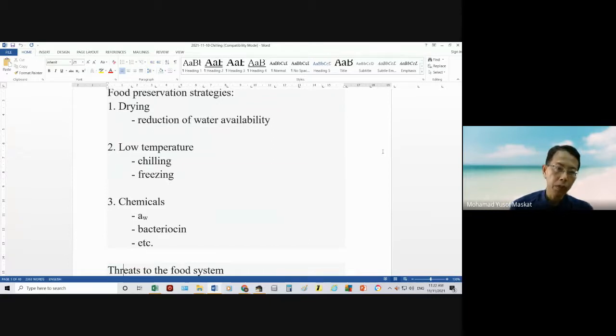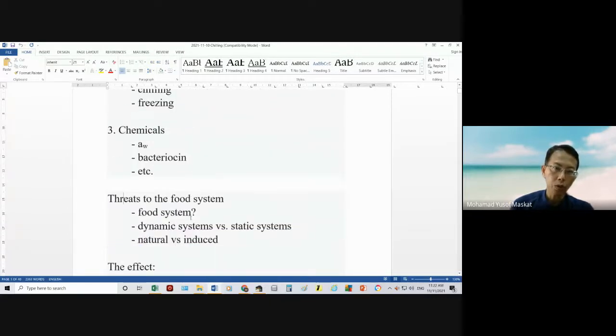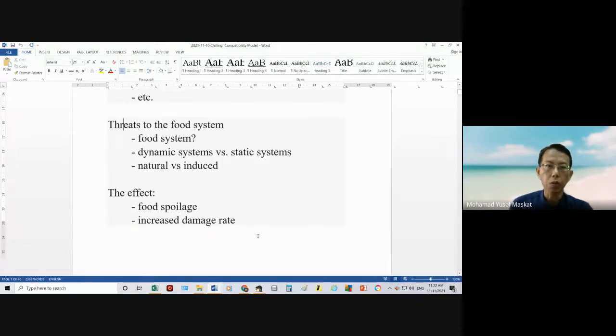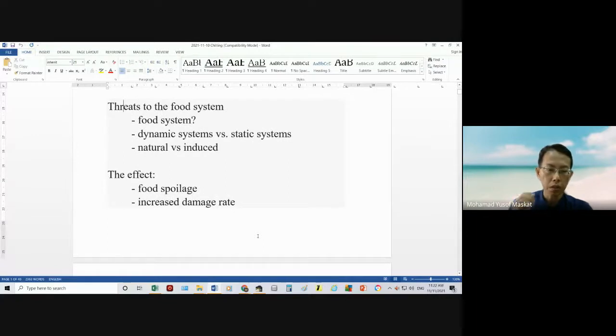Then apart from that, there are chemicals. This also you have discussed with Dr. Fatima, and there are others. These are just examples. Now, food system, threats to the food system. What is the purpose or objective of preserving foods? How do we preserve foods?